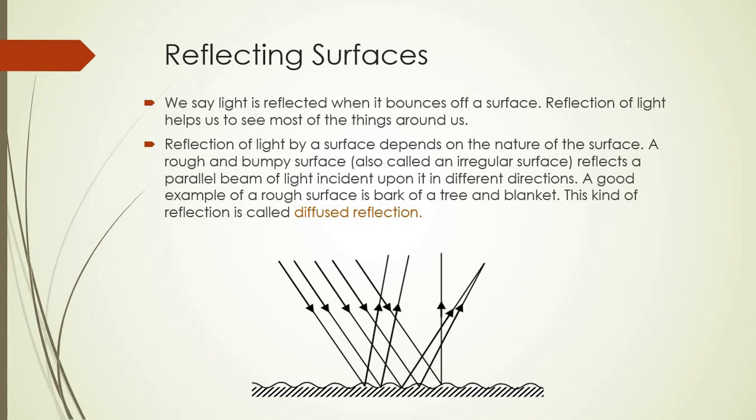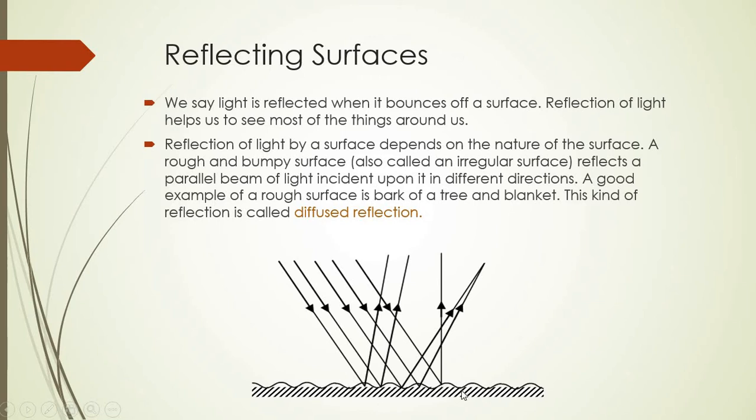So it depends upon the nature of the surface. A rough or bumpy surface, also called an irregular surface, reflects a parallel beam of light incident upon it in different directions. As you can see, this one is a rough and bumpy surface, which means it is an irregular surface.